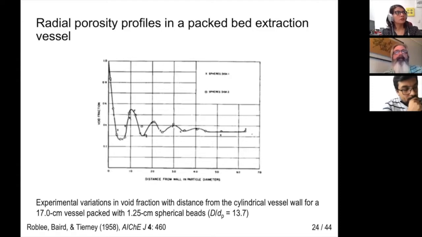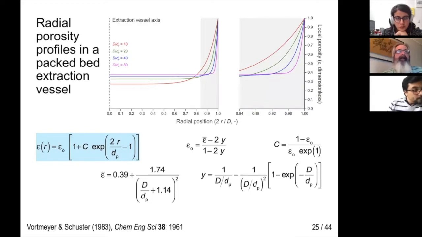The void distribution across the packed bed is quite complex, however, with several oscillations that attenuate as we move towards the vessel axis. In the present work, we adopted the simplified radial porosity profiles proposed by Fortmeyer and Schuster in 1983 that depend mainly on the ratio of bed inner diameter to particle diameter.